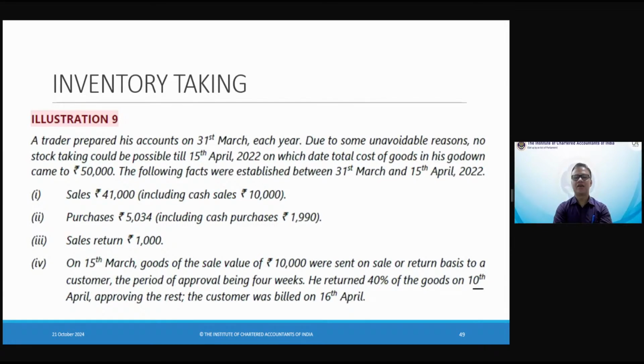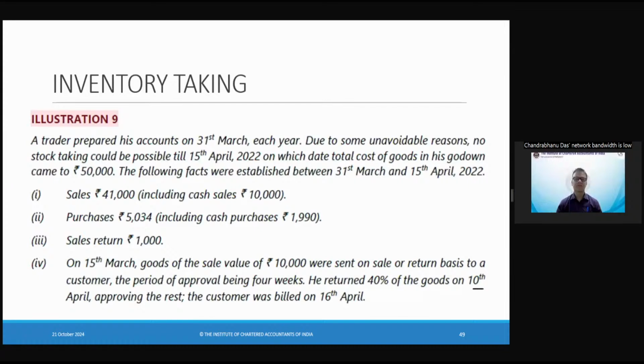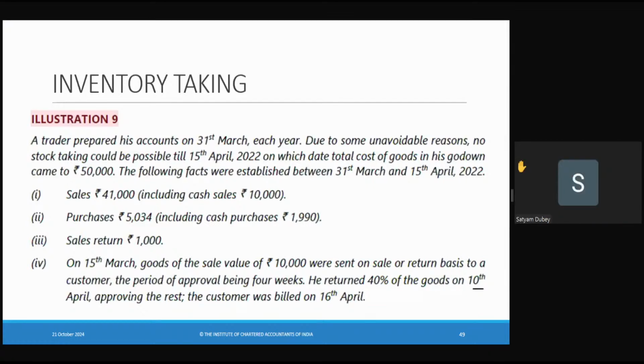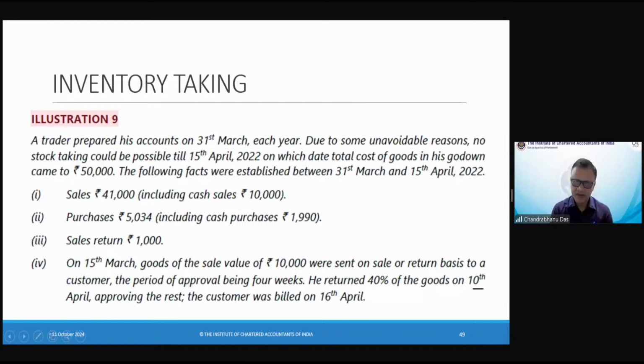Naina has told us, who else will tell? What we have to calculate, what is given and what you have to calculate. Yes, two participants. Satyam Dubey. So opening stock. Opening stock, very good Satyam, absolutely correct answer.